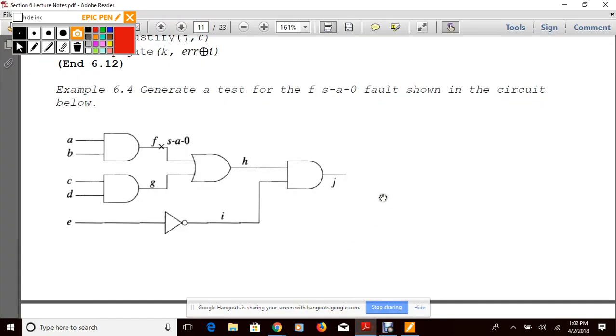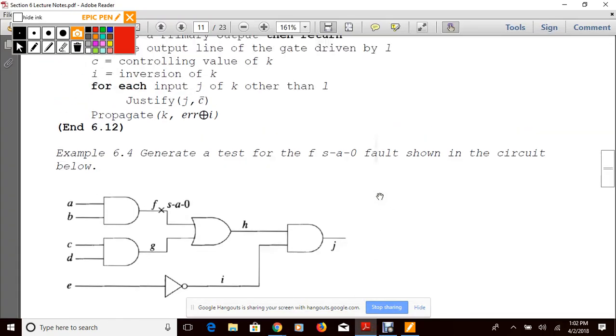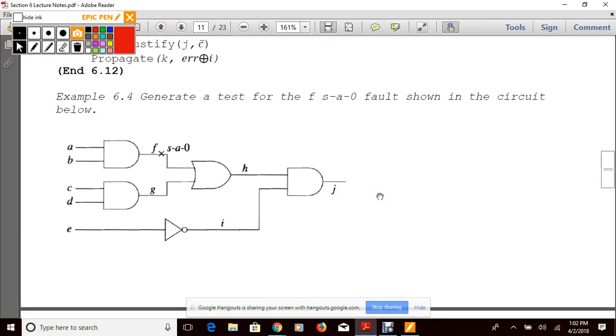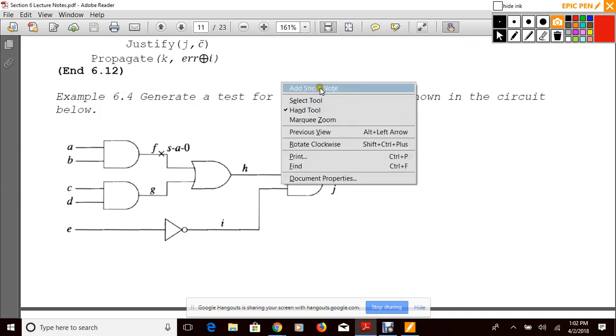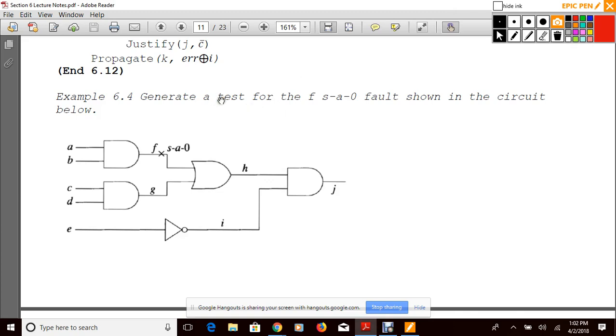All right, so I want to go back over 6.4, and then we're going to go back over this one as well, because I wanted you guys to get the idea of propagate and generate. So in this particular example, we have a generate test for a F stuck at 0 fault, right? So all of the algorithms in the write-up is a fancy way of saying, what do we do to generate the opposite of this value and then move on, right?